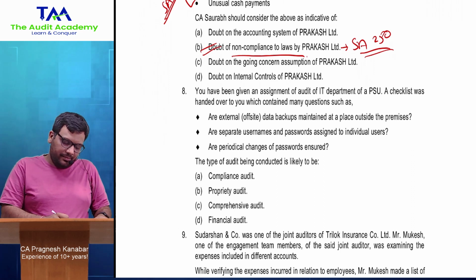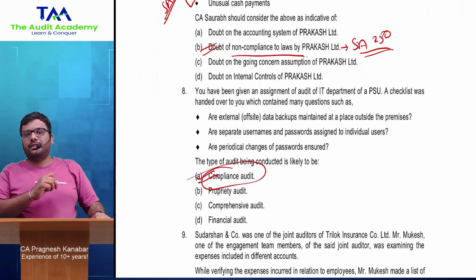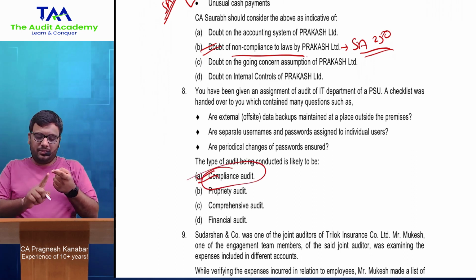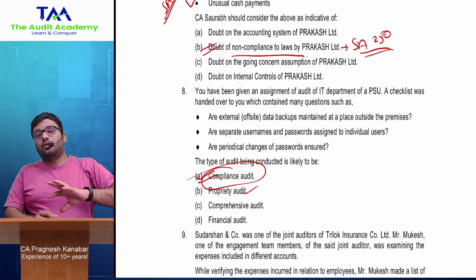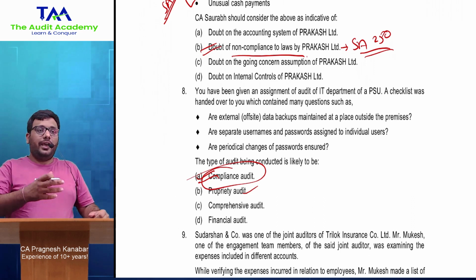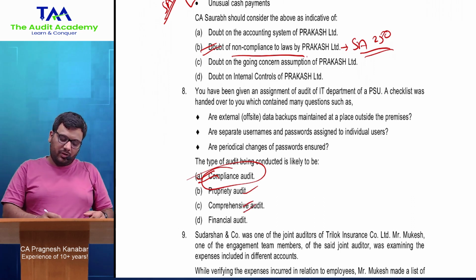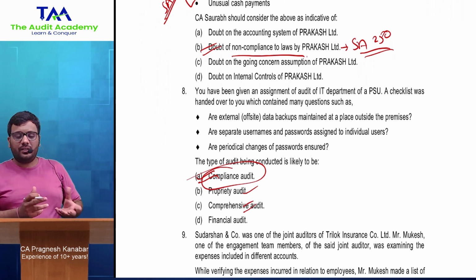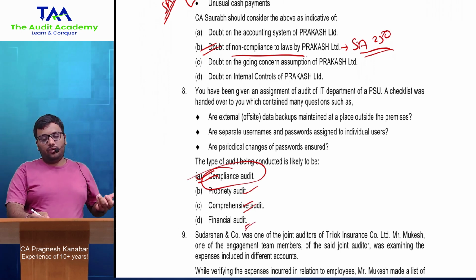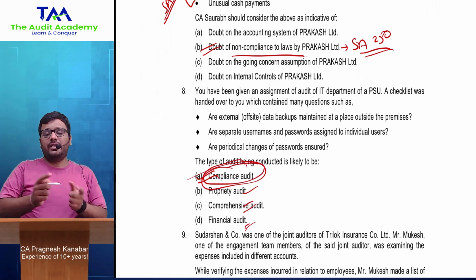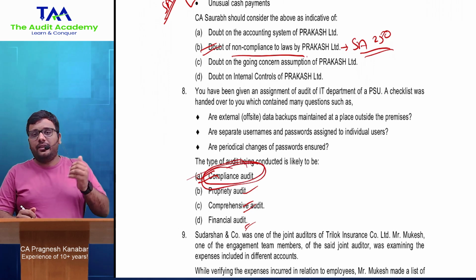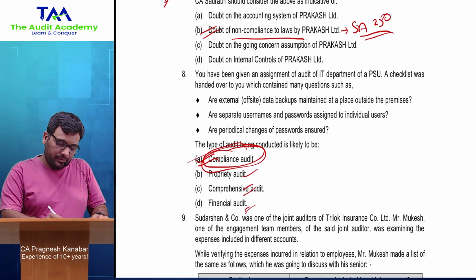So that is why this is compliance audit, because when we talk about unnecessary expenditure, it is proprietary audit. When you talk about overall expenses, performance, everything, then it comes to comprehensive audit. When you talk about accounting part, then it comes to financial audit. All right, but over here, this is purely about compliance with internal control systems and procedures, and that is why it will form a part of compliance audit.